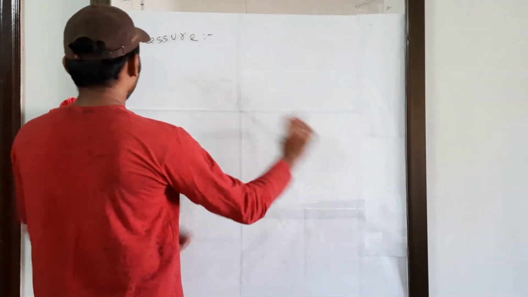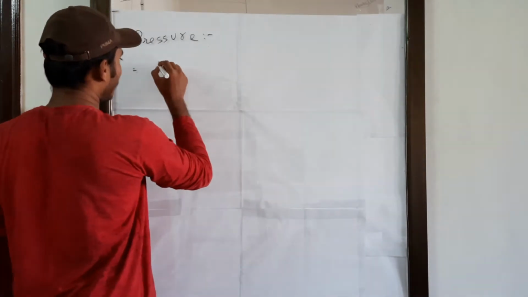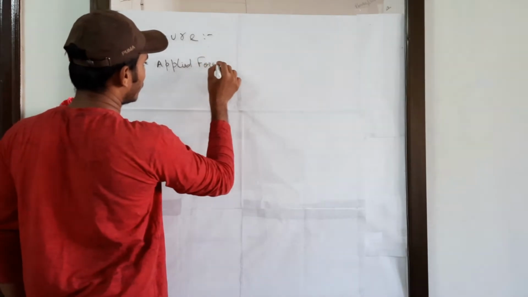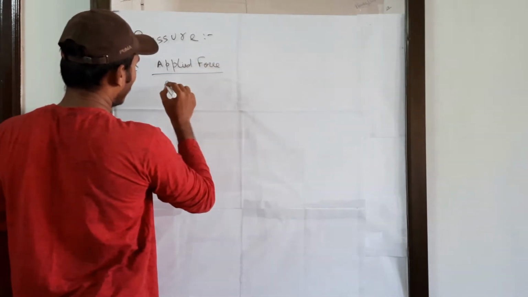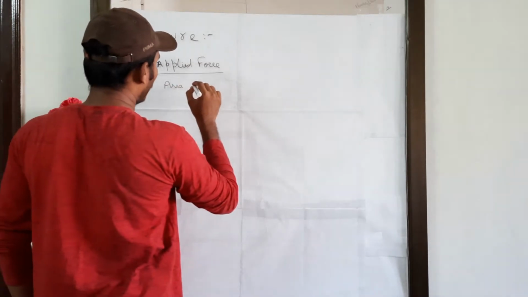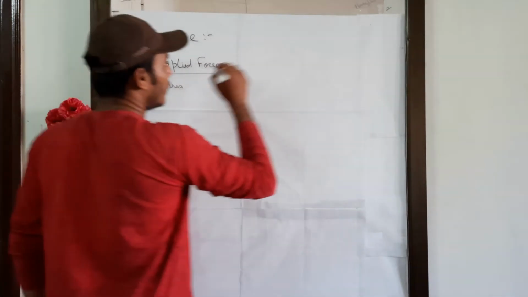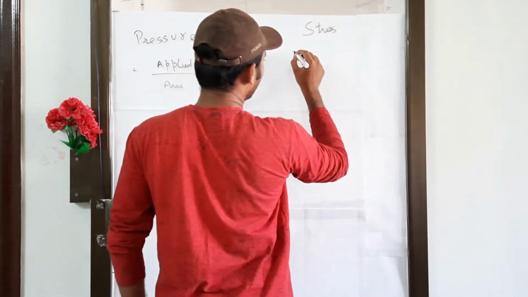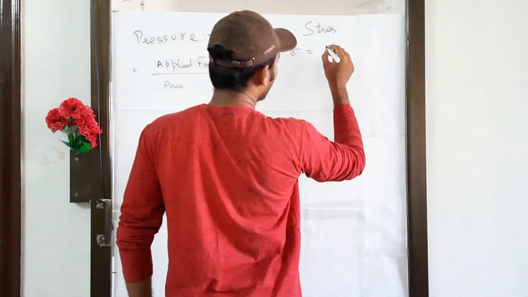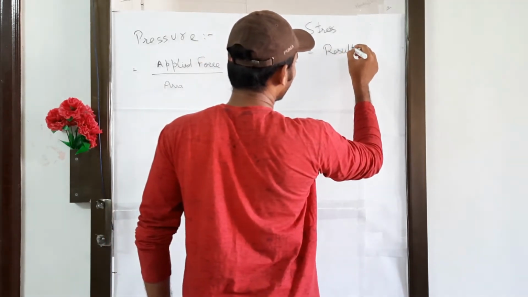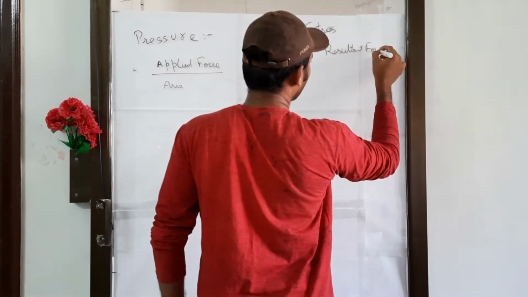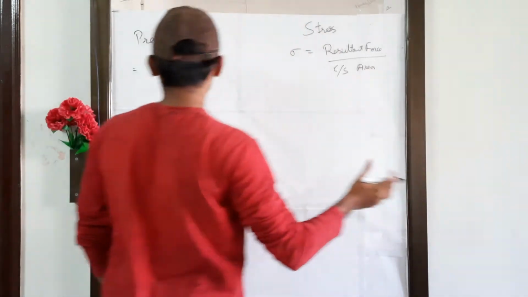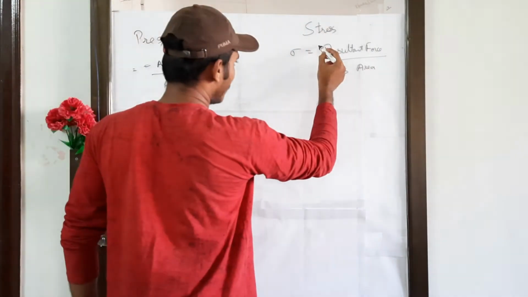Okay, so let's start with pressure. So how do you define pressure? Pressure is defined by applied force, the force which is applied on a body divided by the surface area on which the pressure is acting. But when you come to stress, how do you define stress? So stress is equal to resultant force by cross sectional area. So one major difference is here you use applied force and here you use resultant force.